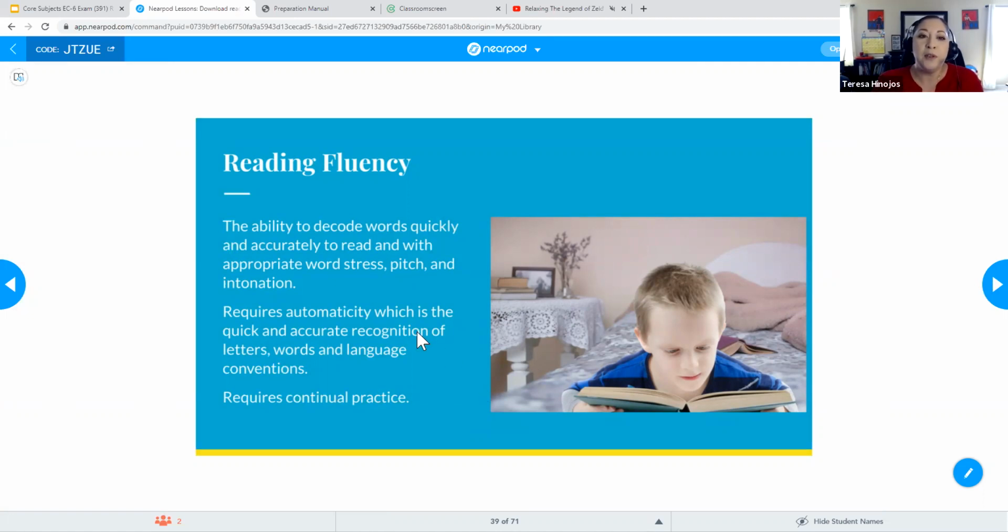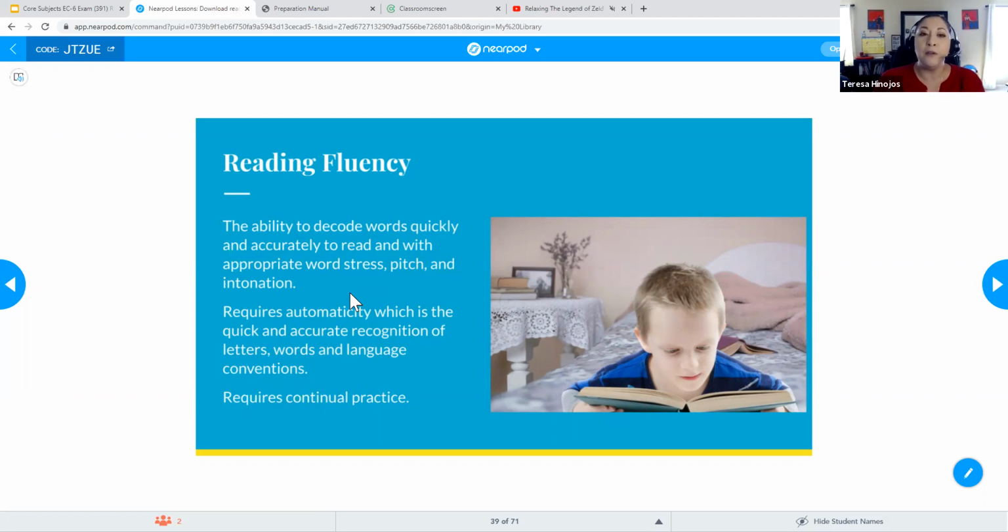Reading fluency is the ability to decode words quickly and accurately, and to read with appropriate word stress, pitch, and intonation. So it's not just students reading the words, but also understanding how speech works, so that they can say the words with the right emphasis. Reading fluency requires automaticity, which is the quick and accurate recognition of letters, words, and language conventions. This requires a lot of practice. This is something students should be doing every day in class, working on increasing their fluency.